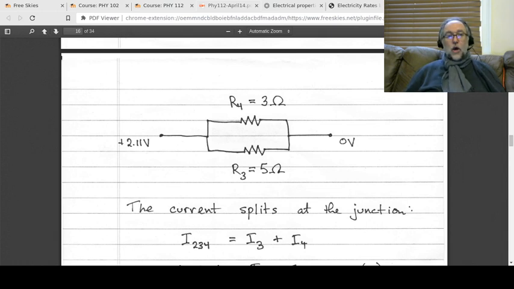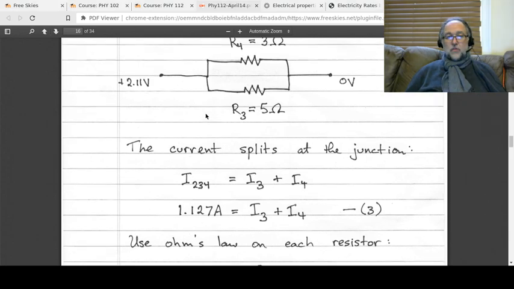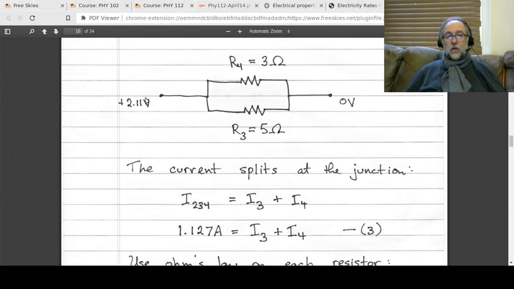Okay, so once again, this is in parallel. So the current that's going into that junction is being split. We know the current that's going in, that's I234, that was the 1.127 amps. That's going to split into I3, which is through R3, and I4, which is through R4. Okay, and there it is. This equation, again, we don't really need it. It's just going to be our check to make sure that the current through both of those two resistors has to equal the total current into them.